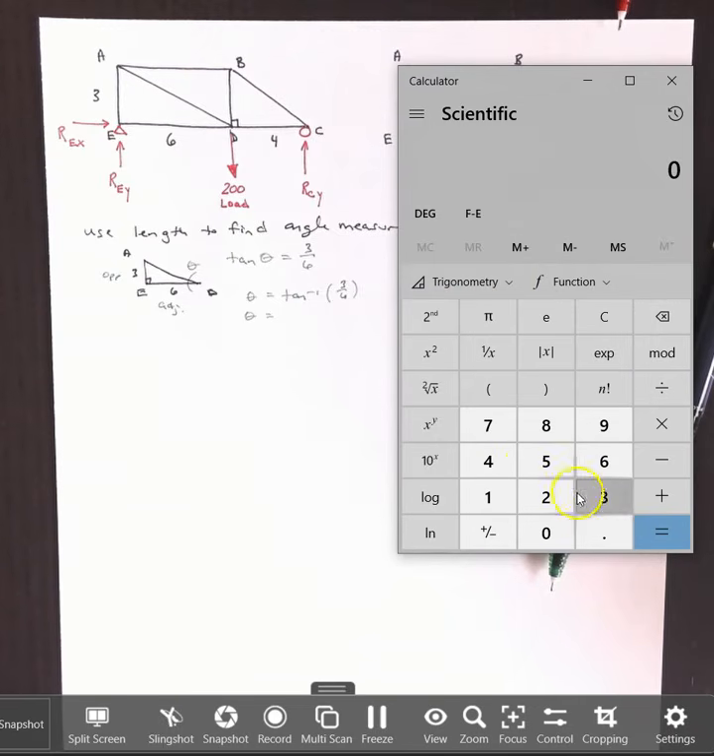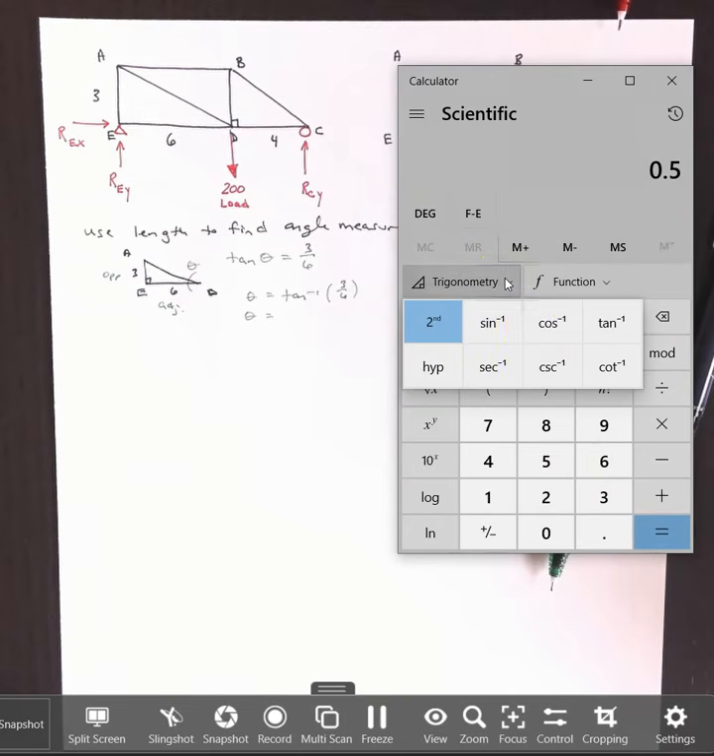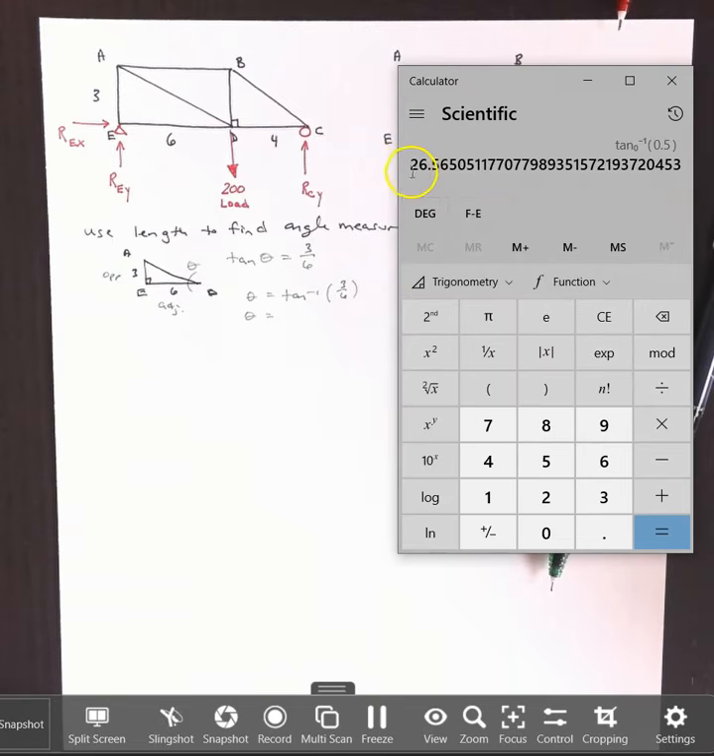Okay, so on this calculator at least, if I put 0.5 on my screen, then I'm going to take the inverse. So I'm going to go trig, inverse tangent, and I get an angle of 26.56. I'm going to round that to the nearest tenth. So 26.6 degrees.